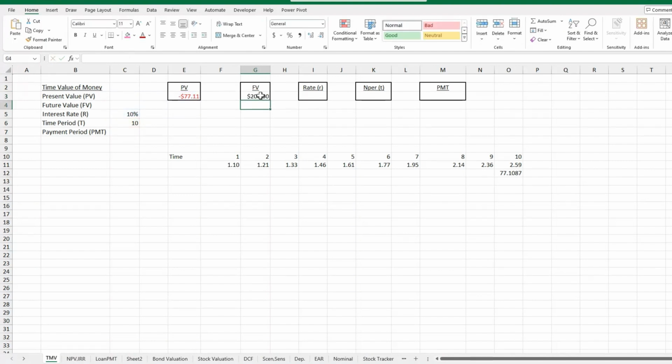So what happens in this scenario instead? Well, instead of taking our $77 and discounting it back all the time, we were actually multiplying it by this multiple because this is the compounding interest factor here.